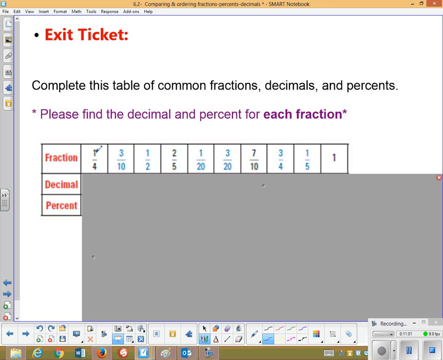So for example, 1/4 fraction, you need to give me the decimal and the percent. This is going to be the most common fractions you're going to see being used throughout the chapter and also in your daily life. So please complete this for your exit ticket.